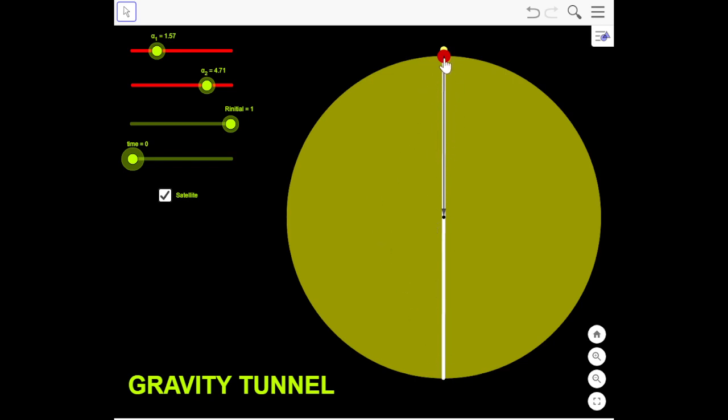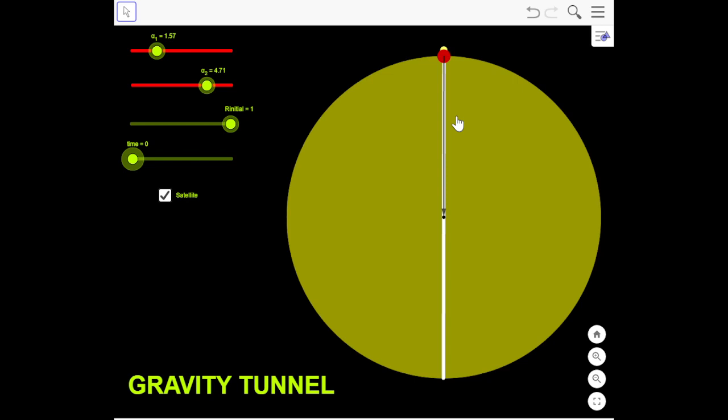We have an object that we're going to drop into this tunnel, and we want to know what it's going to do. So there's no friction, no air resistance, nothing like that. The only thing that's going to affect this motion or cause the motion is gravity.